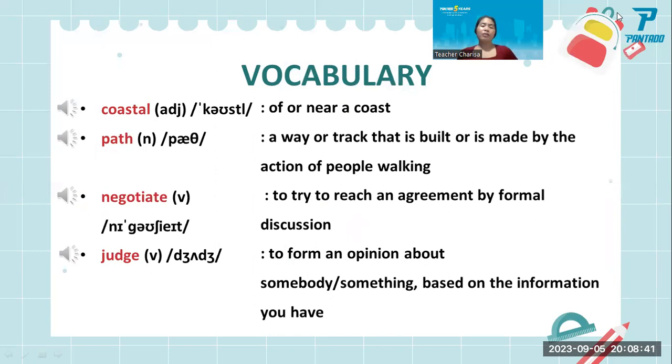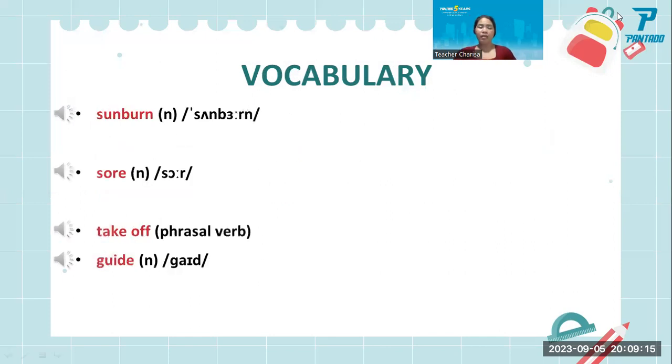So here, the vocabulary: coastal is near a coast. You know already what coastal is? A path is a way, where you can go, a way or a track that is built. So that is a pathway. Negotiate is to have an agreement through a formal discussion. Judge is your opinion, or based on your information. So here is another. Please remember this vocabulary.